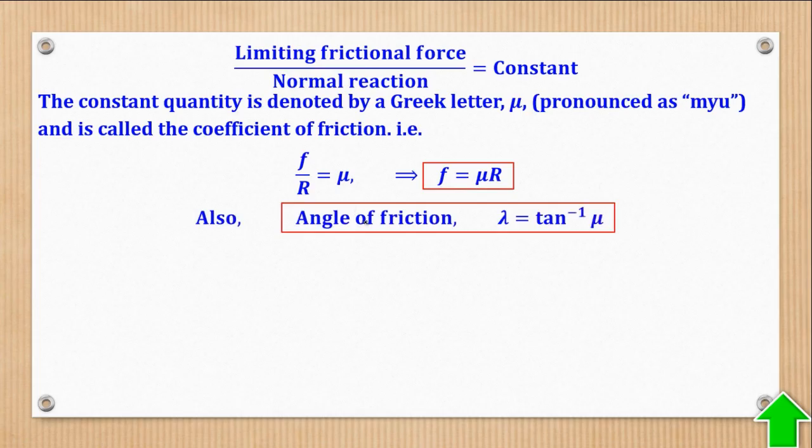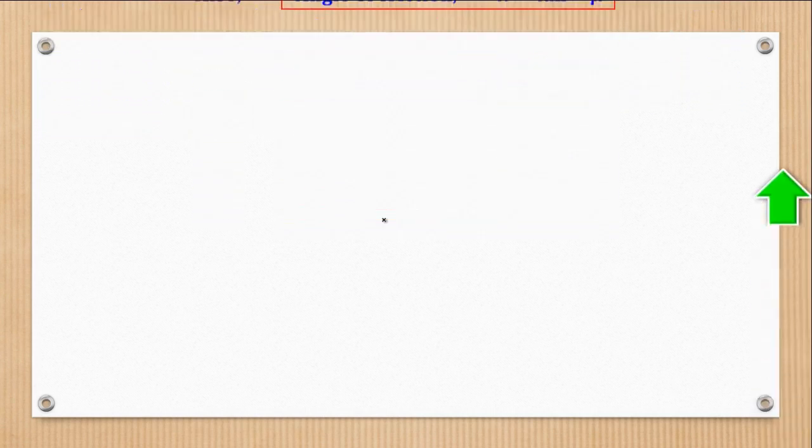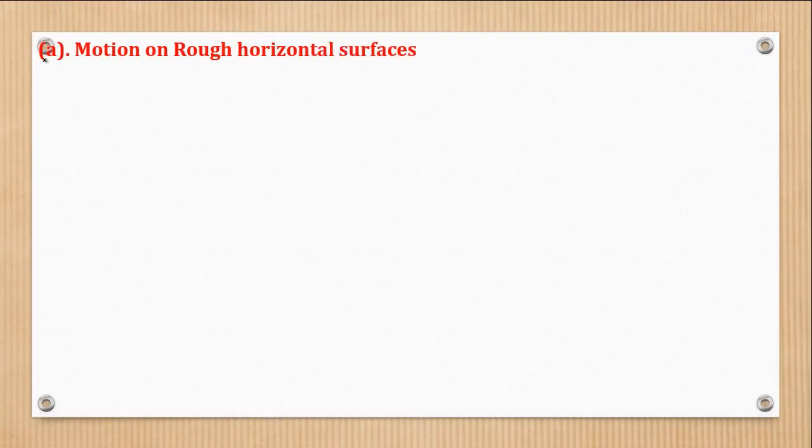Another term they usually use is called angle of friction. Angle of friction is arctan of the coefficient of friction. So when you have the coefficient of friction, arctan of that coefficient of friction gives you what we call the angle of friction. So with that, we shall now consider various cases of motion. And the first part will be motion on rough horizontal surfaces.